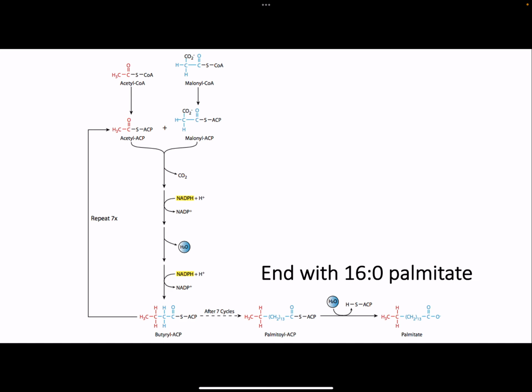I'm not even really going to go through all of this, but we have an acetyl CoA and a malonyl CoA, and repeat 7 times, right? Why repeat 7 times? Because we're making a palmitate, and we're starting off with 2. So if taking 16, 14, 12, 10, 8, 6, 4, 2, right? That's only 7 cycles.